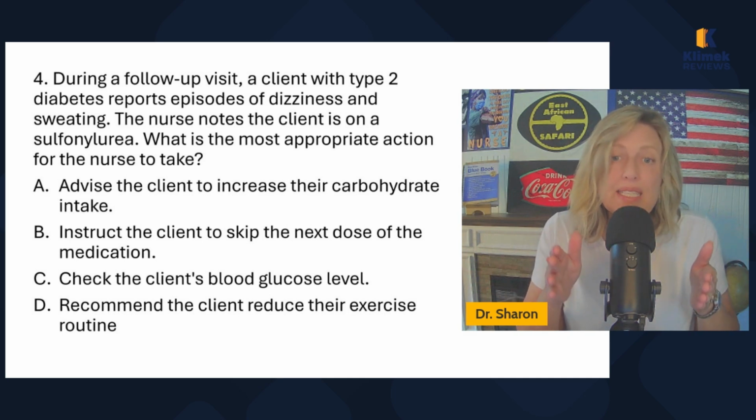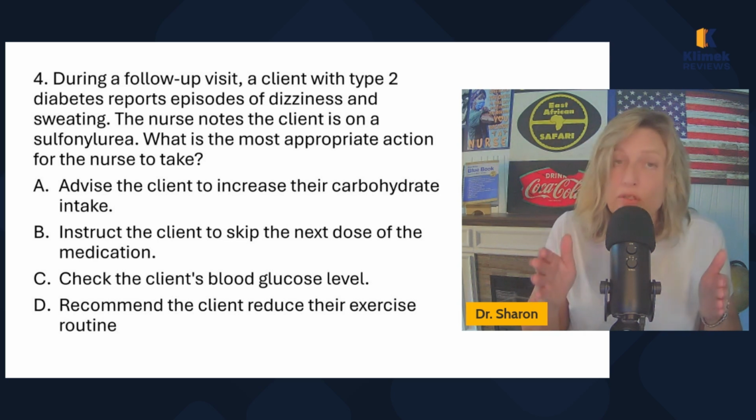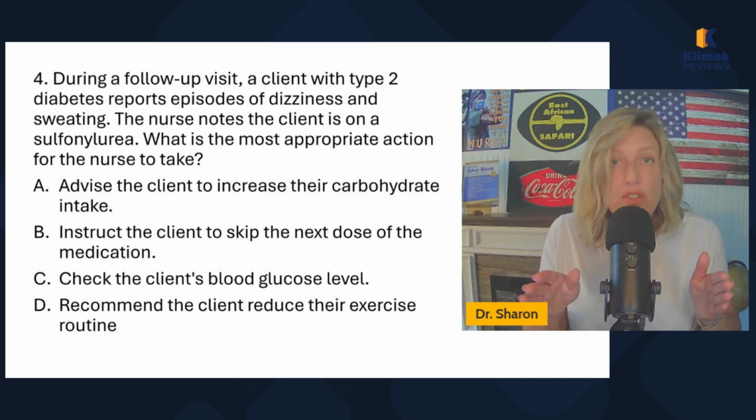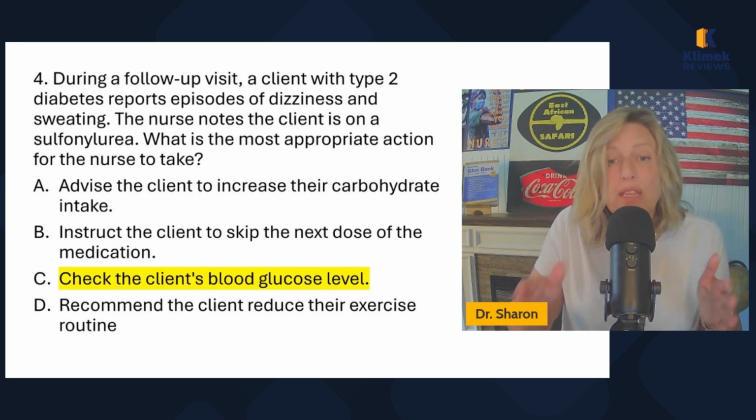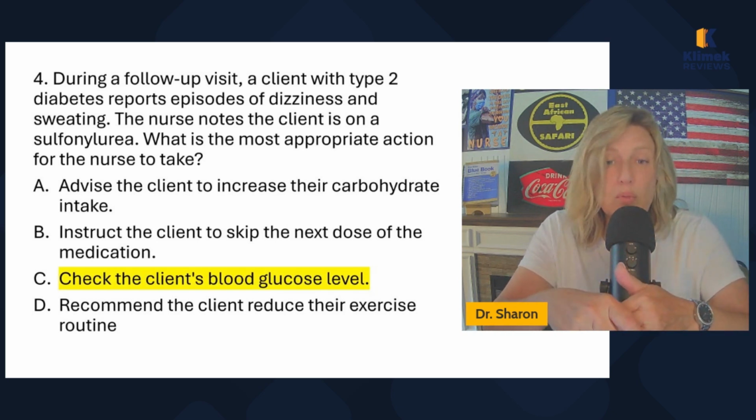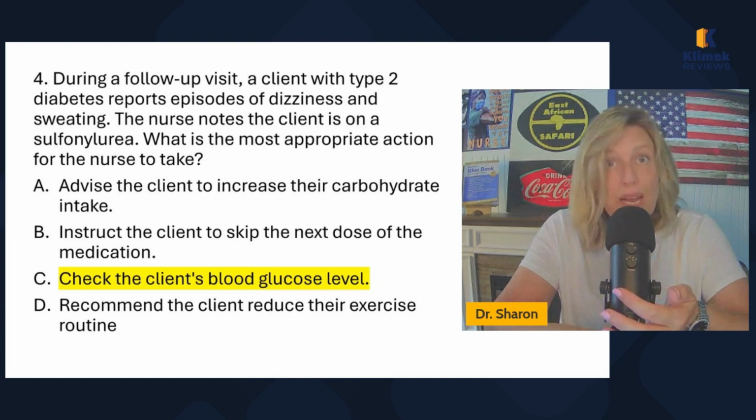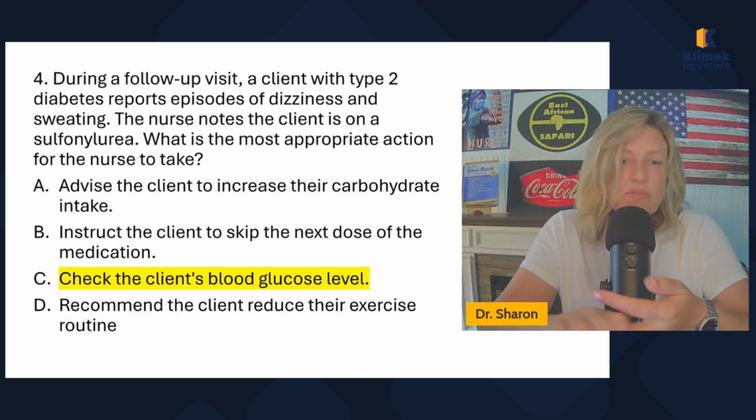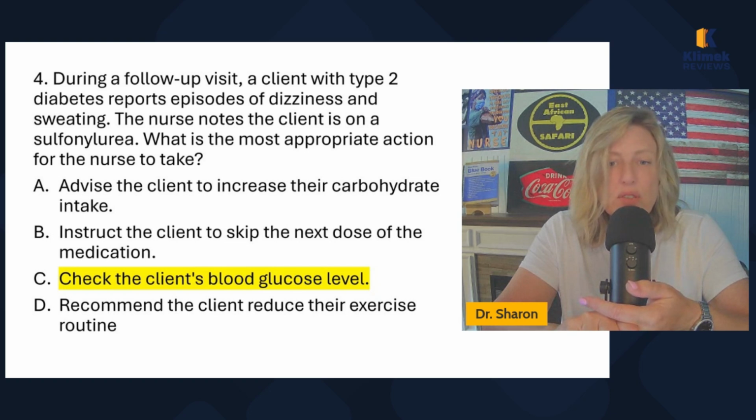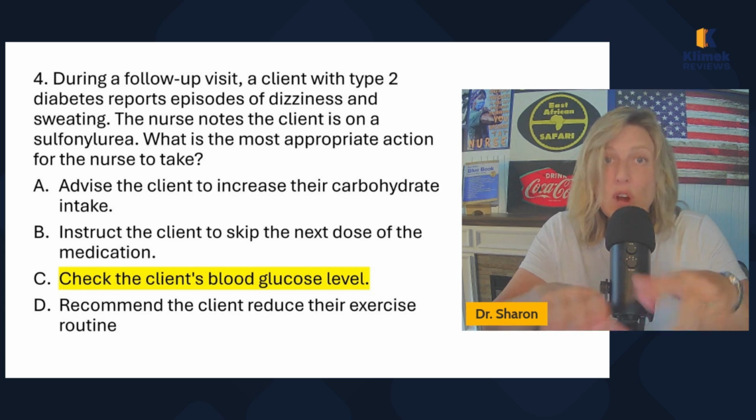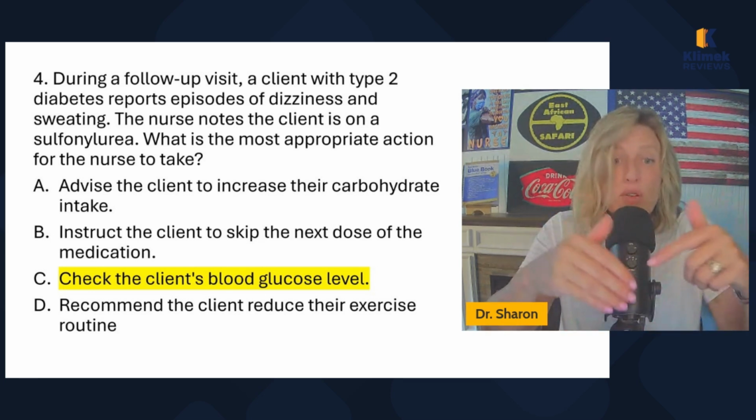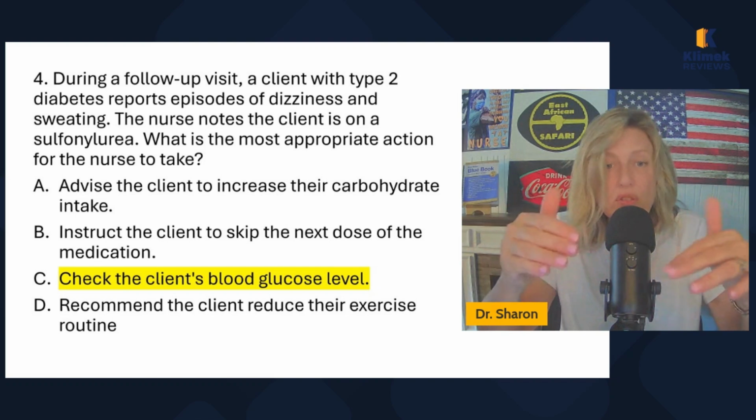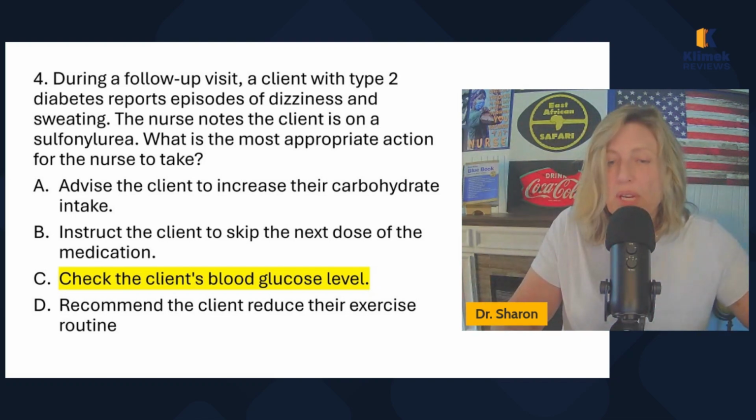And all we have is dizziness and sweating. It sounds like it, but we don't know for sure that that's hypoglycemia. So we need to get their blood sugar. Will that mean we're going to then increase their carbohydrate intake? We might if the blood sugar is actually low. Will we skip the next dose of the medication? Absolutely not. That's a bad option. D, is that a good option to reduce their exercise routine? No, that's not a good option. So B and D are not good options at all. I would never pick those. So it's either going to be A or C. And out of those 2 things, checking their blood glucose is the appropriate action.